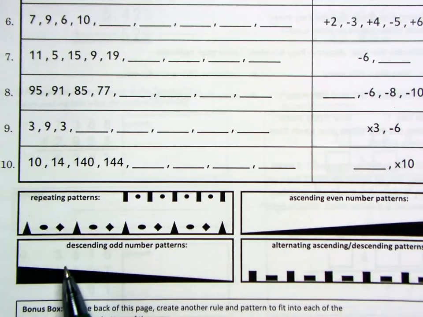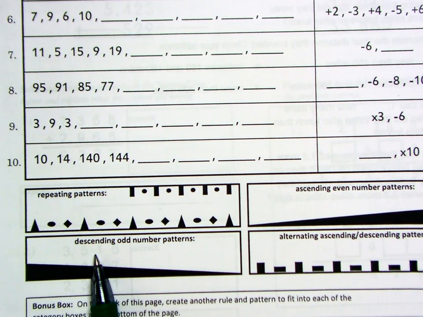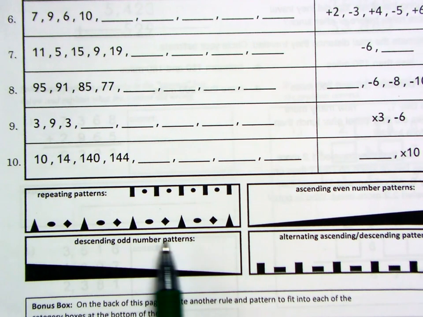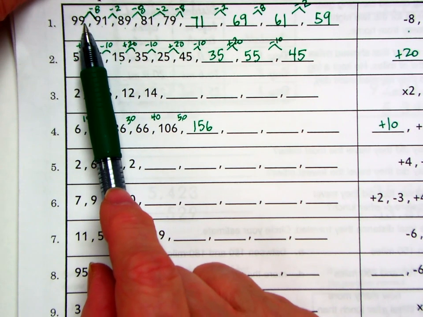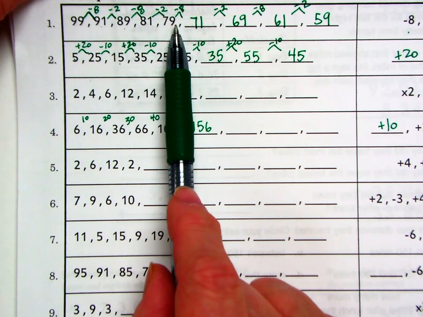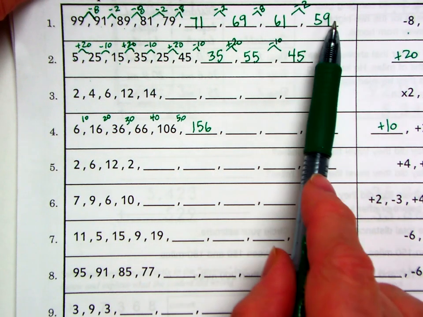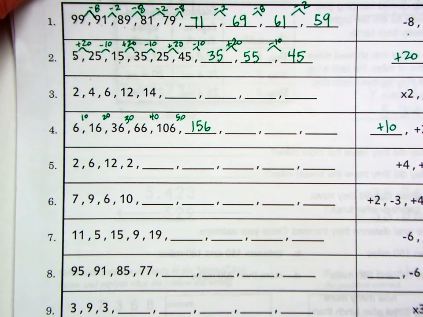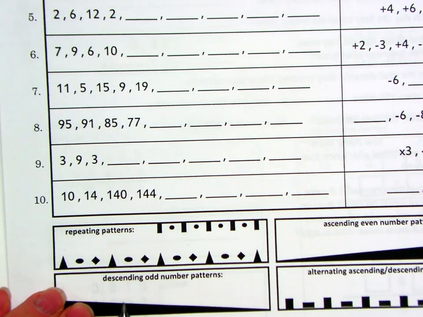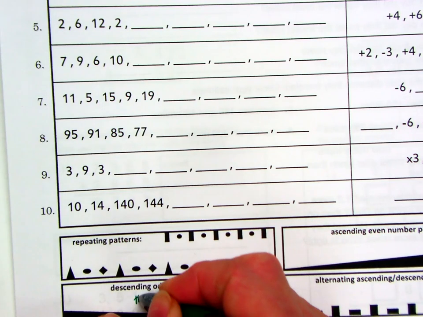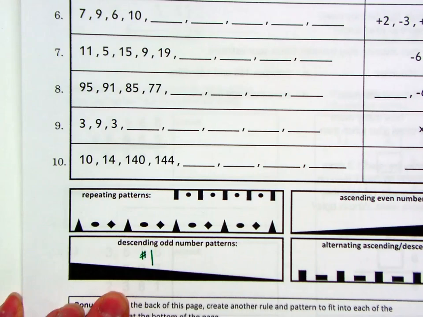Let's see. So descending means going down, odd number patterns. So are these all odd numbers? Let's look and see. 9, 1, 9, 1. It looks like they all end in either 9 or 1. And 9 and 1 are both odd numbers. So number 1 is going to be a descending odd number pattern. So number 1 is going to go in this box right here.